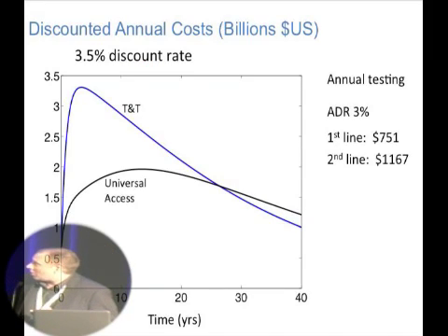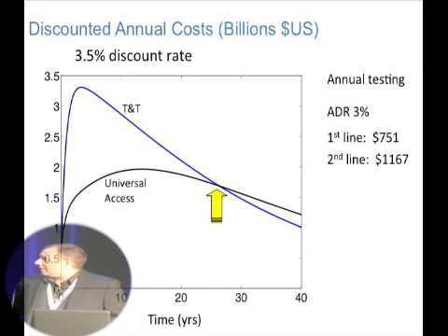Moving on to costs. What we've assumed here for costs is, again, annual testing. We've discounted costs 3.5% per year. We've assumed, based on previous studies, a first-line treatment cost of $751 and second-line costs, as you see. And again, acquired drug resistance is 3% per year, so this is included in the cost. And you see that over a short time period, the test and treat strategy is far more expensive, with much higher peak costs than universal access. Now, it is important to note that the test and treat strategy will become cheaper than the universal access strategy, but it takes quite a while, and we see this occurs at essentially 25 years.